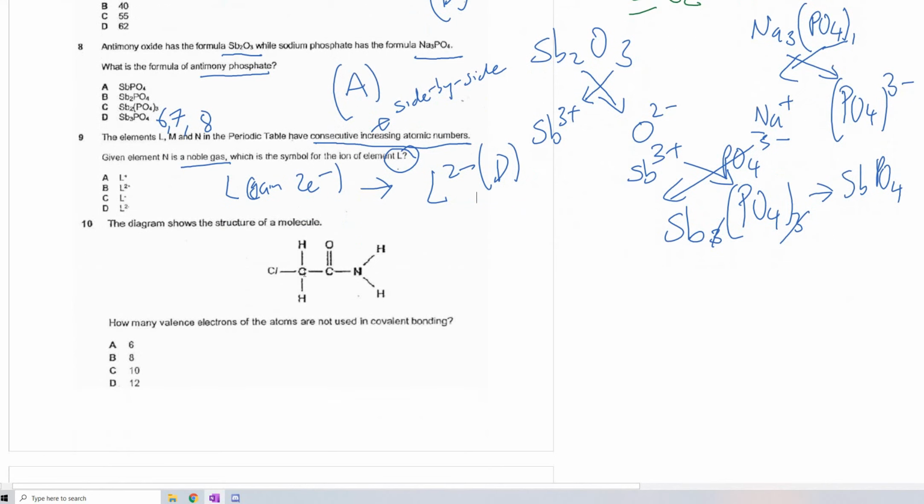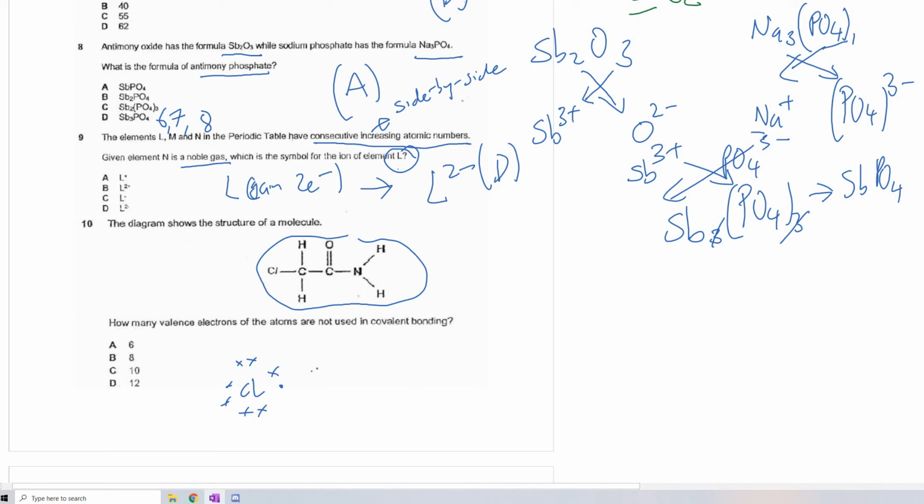Okay, let's move on to question 10. The diagram shows the structure of a molecule. How many valence electrons of the atoms are not used in covalent bonding? Okay, let's start from the left. We have chlorine. Chlorine is from group 7. 1, 2, 3, 4, 5, 6, 7. It would share 1 electron with carbon.